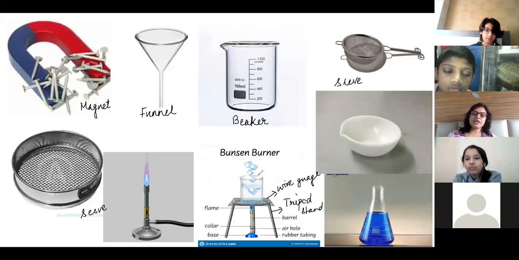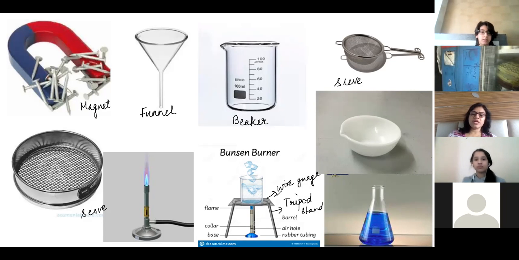This is a beaker. In the beaker, melting of ice is being shown, or boiling of water, whatever. So whenever you have to heat, we have to make this type of arrangement in the lab: a Bunsen burner, a tripod stand, a wire gauze, and on that, whatever you have to heat, you put it on it. Okay, what is this called?